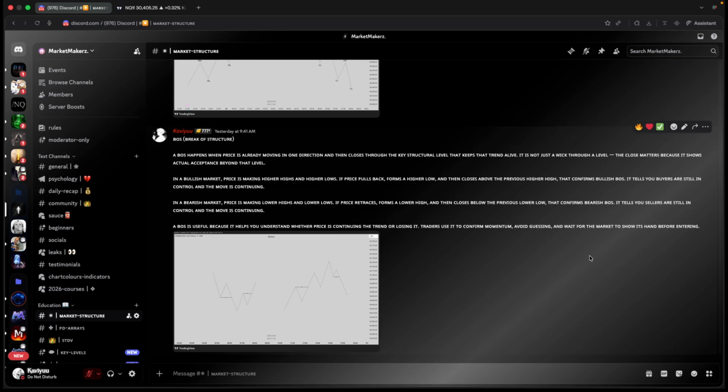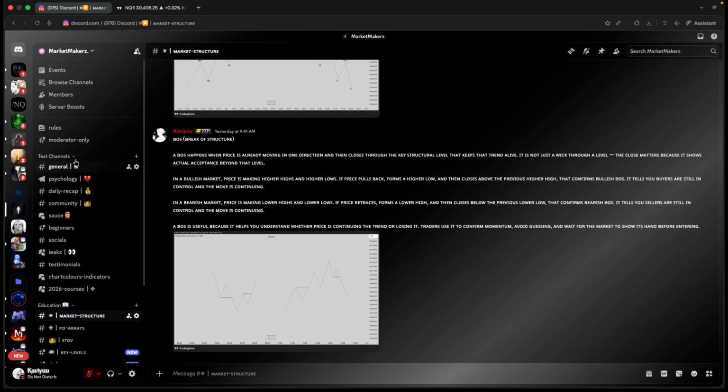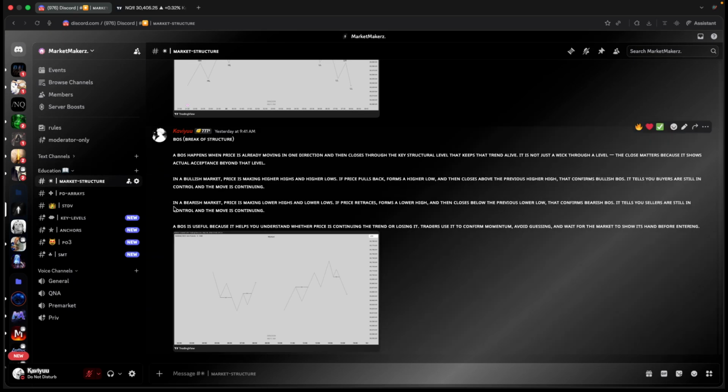And when price gets accepted, the trend is strong, the trend is healthy. In a bullish market, price is making higher highs and higher lows. If price pulls back, forms a higher low, and then closes above the previous higher high, that confirms a bullish break of structure. It tells you that buyers are in control of the market and the move is in clear continuation of the bullish trend. In a bearish market, price is making lower highs and lower lows. If price retraces, forms a lower high, and then closes below the previous lower low, that confirms a bearish break of structure. It tells you that sellers are in control and the move is in continuation of a bearish market structure.